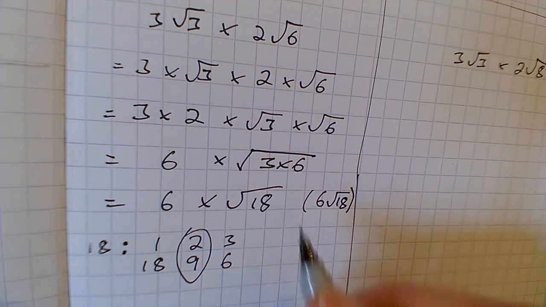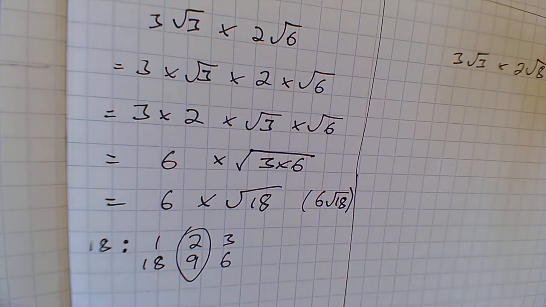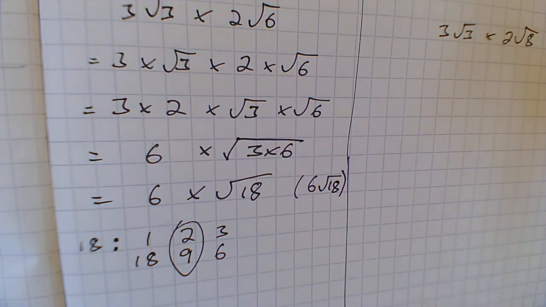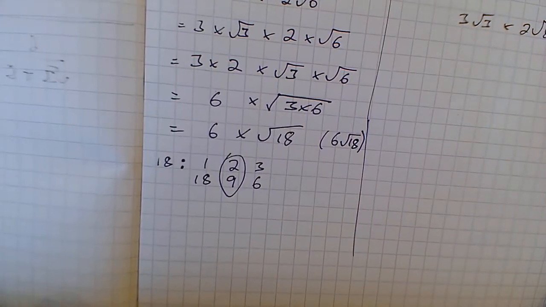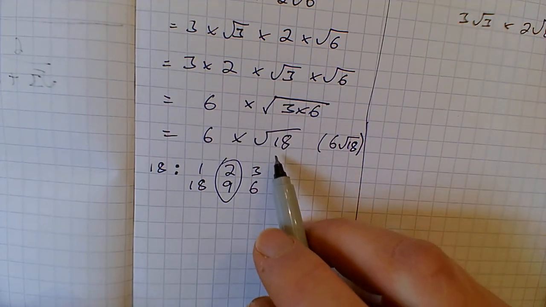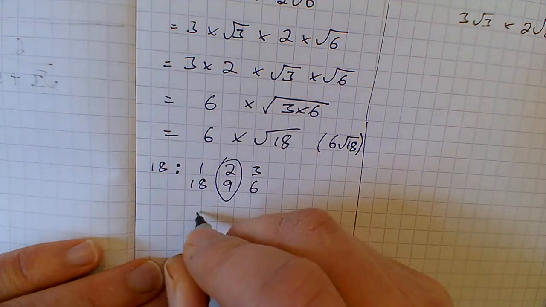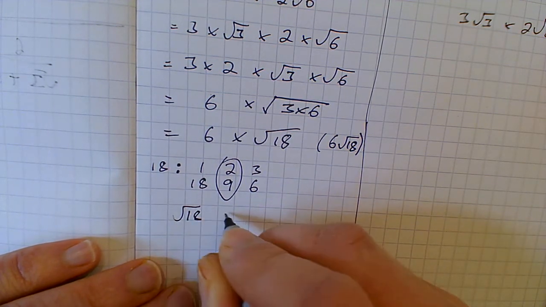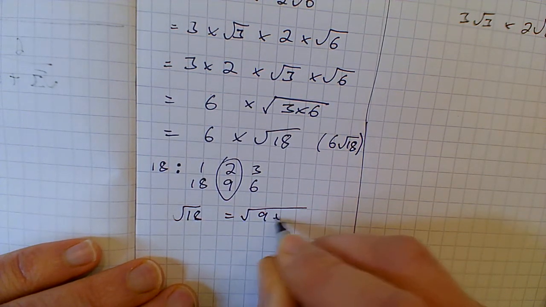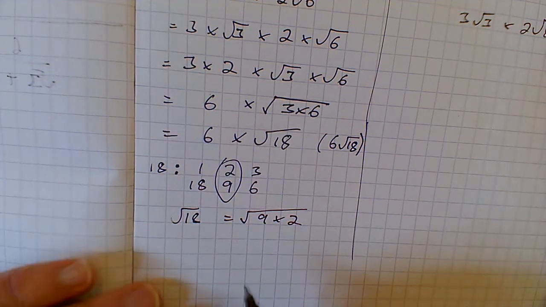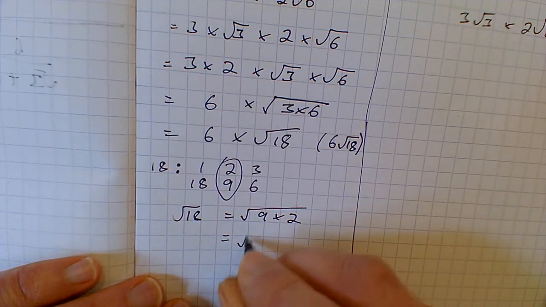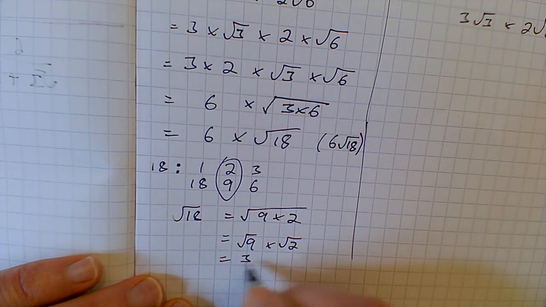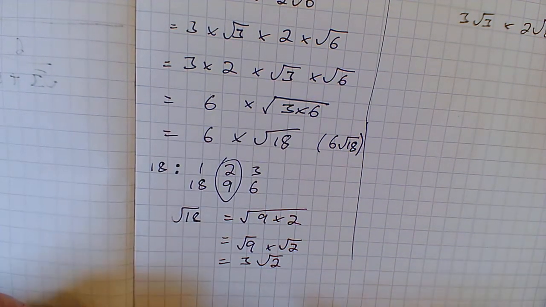So in actual fact, the square root of 18 is going to become the square root of 9 times 2, which is the square root of 9 multiplied by the square root of 2. The square root of 9 is 3, so it's 3 root 2. That's what the square root of 18 is equal to.